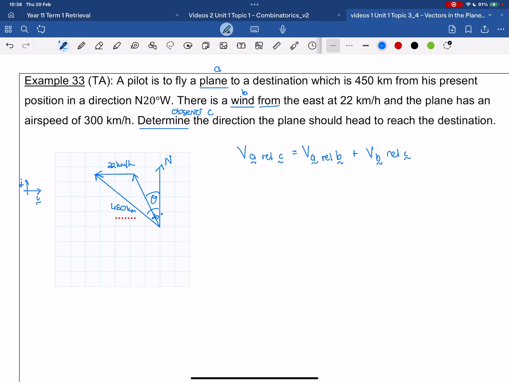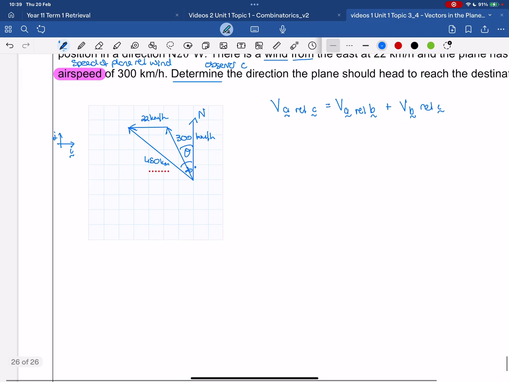All right, so the wind's also acting on this aeroplane. Something else you need to know is that the word airspeed is the speed of the aeroplane, so the speed of the plane relative to the wind. Okay, so that's going to be our A relative to B, and that's how fast it can go. So it's going to be heading at 300 k's an hour relative to the wind in that direction.